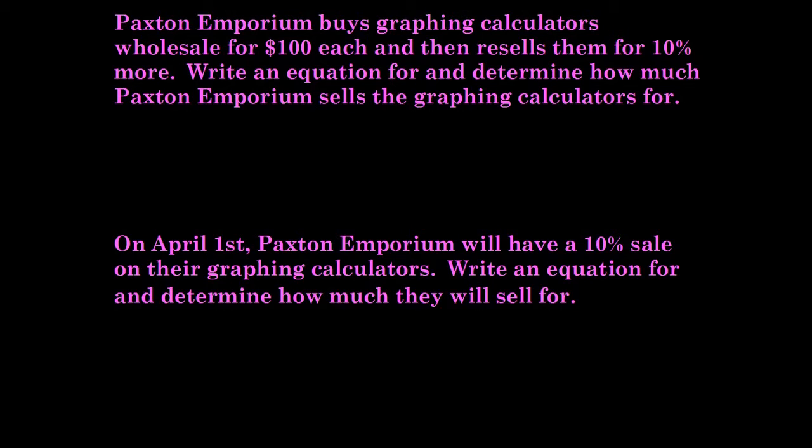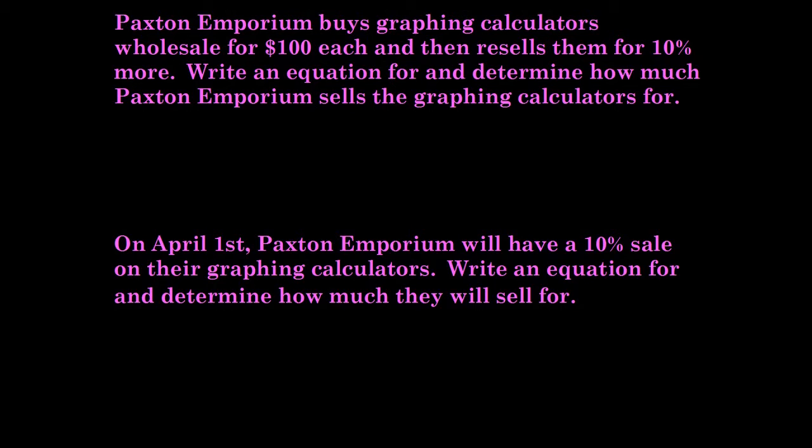All right, so the next question, this one directly relates to what the project is about. The Paxton Emporium buys graphing calculators wholesale. That means they buy them in bulk, for $100 each, and then resells them each for 10% more. Now, the question, I phrased it terribly, but write an equation for and determine how much Paxton Emporium sells graphing calculators for.